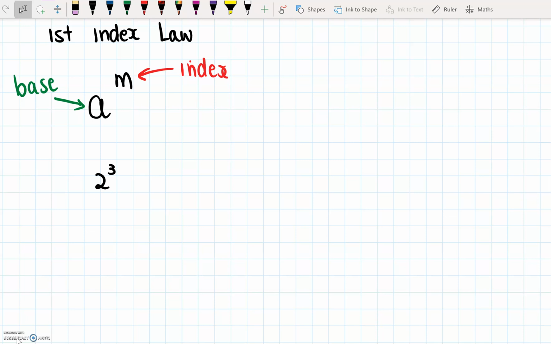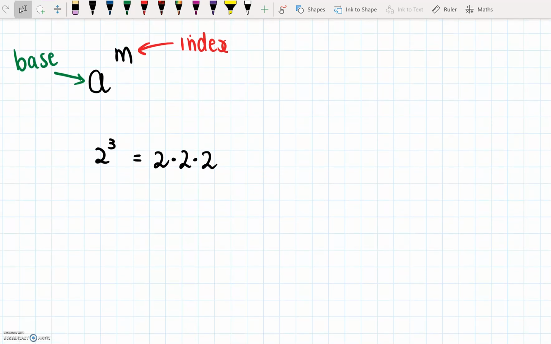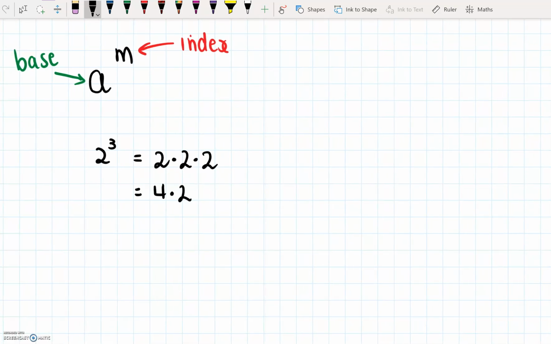All right, now what this means is, as I said, it's the base number multiplied by itself m times. In this case the base is 2, so it's 2 multiplied by itself 3 times. So 2 times 2 times 2, and you would have done this in year 1. Now let's simplify this because we have a number. This is easy. 2 times 2 is 4 times 2, which becomes 8. So this is what 2 cubed means.